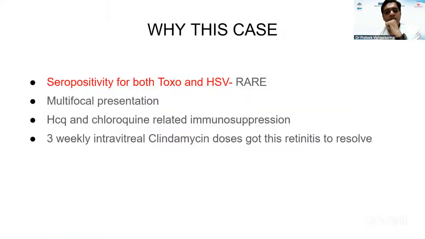So why this case? This is a case where the patient was seropositive for both toxo and HSV. It had a multifocal presentation, and there was no adjacent scarring in any of the lesions. The patient was already on immunosuppressive agents, hydroxychloroquine and chloroquine, which may have been the cause of the flaring up of the lesions. After 3 weeks of clindamycin therapy, the retinitis resolved in this case.